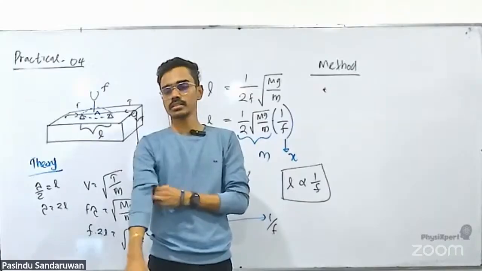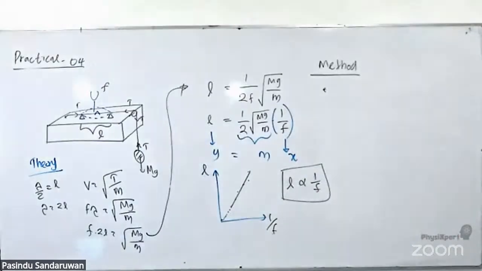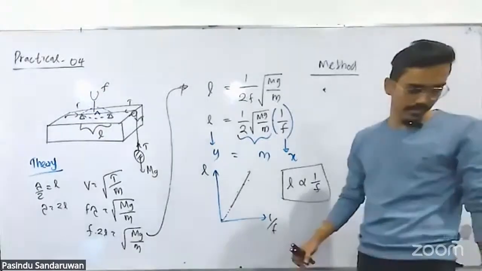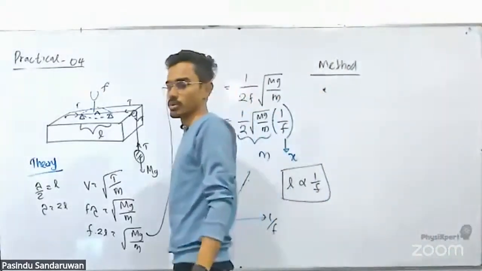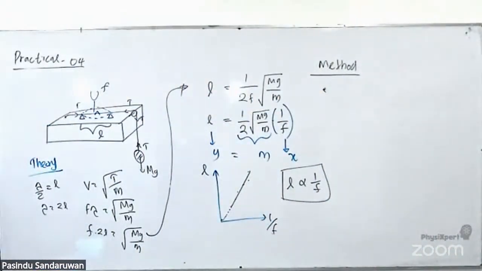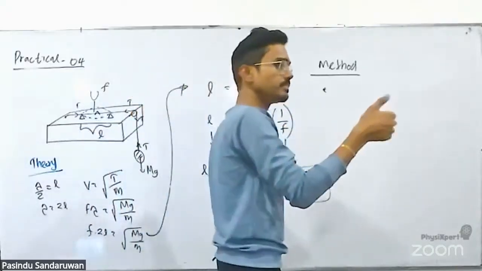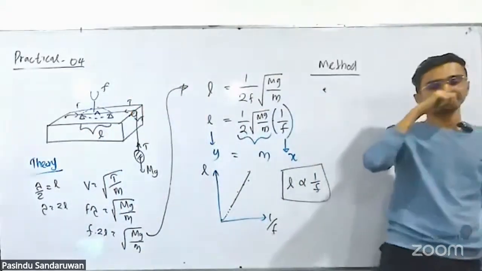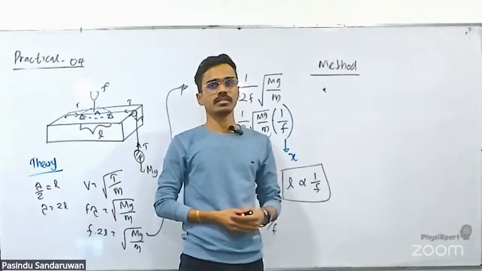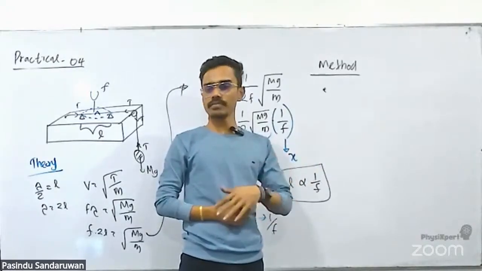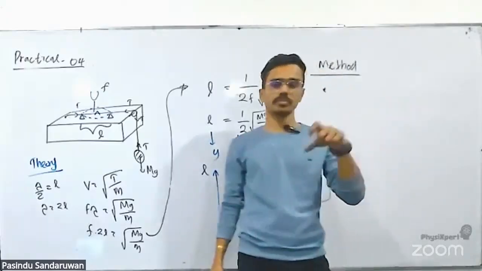Adjust the gap between the bridges to a smaller value, and keep the paper rider in the middle of the bridges on the sonometer wire.